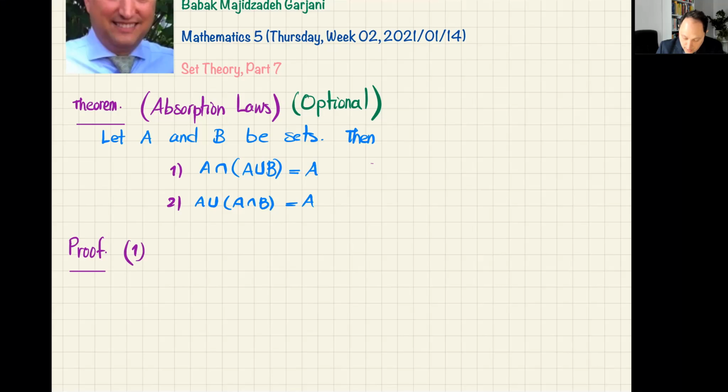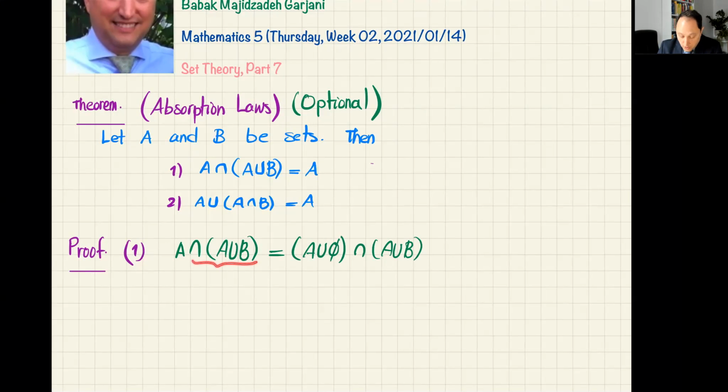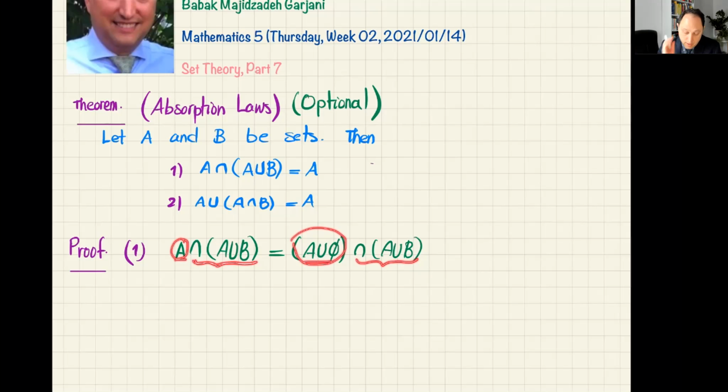So A intersection A union B, I can write it in this way. Of course, I can have two proofs, but let me just do this one. Instead of A, I write A union empty, and then I can write A union B. First of all, let me see that this is correct or not. I copied this part here, but instead of A, I wrote A union the empty set, which is correct, yes, because A union the empty set is the set A itself.